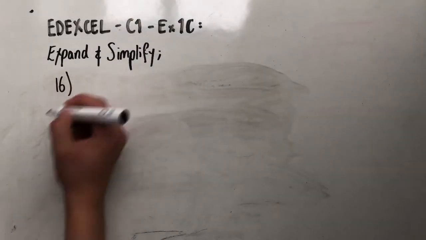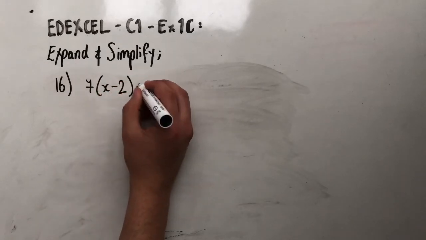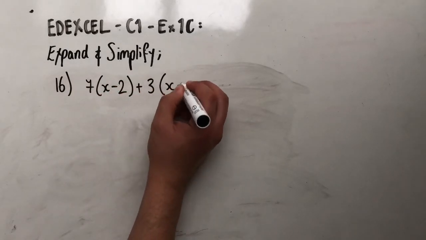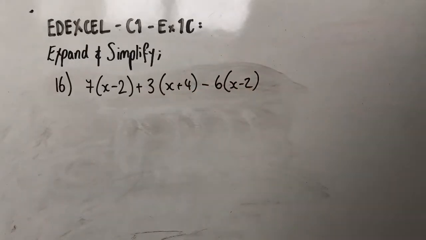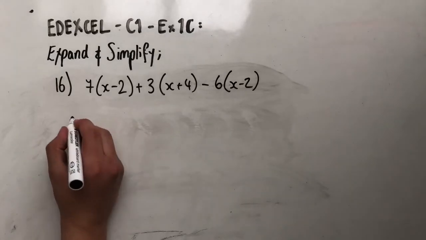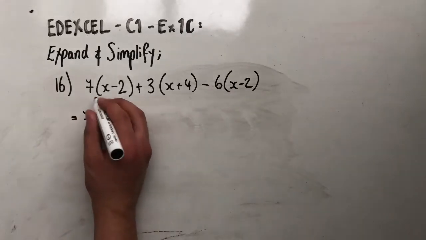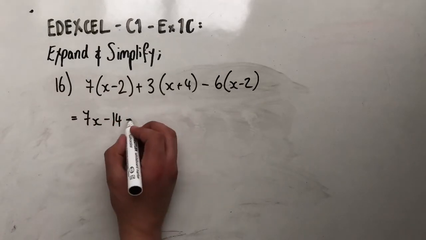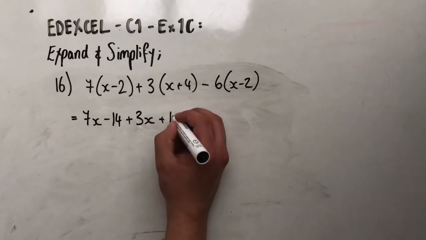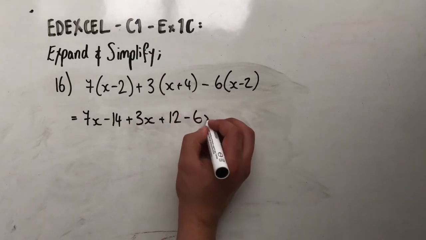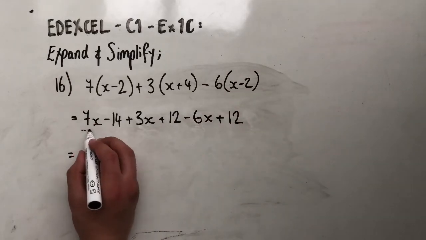Question 16 now, we have 7, open brackets x minus 2, close brackets, plus 3, open bracket x plus 4, close brackets, minus 6, open brackets x minus 2, close brackets. Now for this question, we basically have like 3 smaller questions in one go. We have 3 terms, each consisting of brackets. Expanding the first bracket, we have 7 times x is 7x, minus 2 times 7 is minus 14. Second bracket, 3 times x is 3x, 3 times 4 is 12. Third set of brackets, we have minus 6 times x is minus 6x, minus 6 times minus 2 is positive 12.